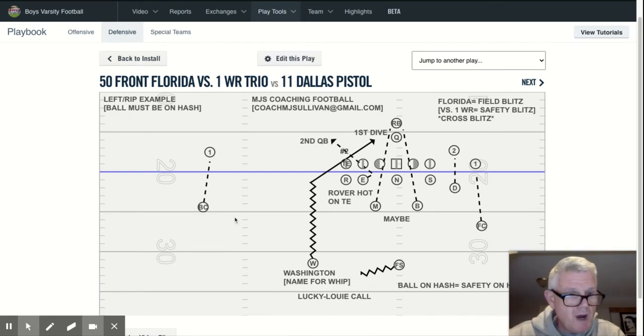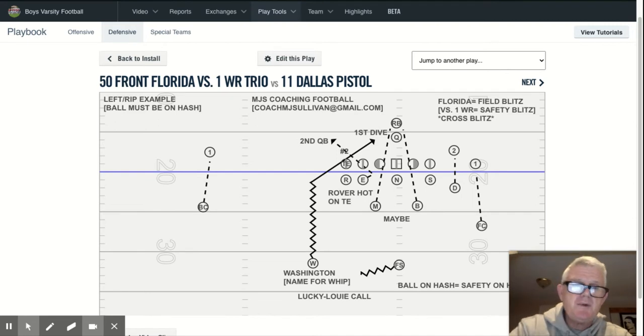So our one wide receiver rule on any of our field pressures is the safety is involved in the blitz. It's automatic. As it says here, versus one wide receiver, it's a safety blitz. Florida is coming from the field, and it's a cross blitz. If you see any of my Zone Read RPO playlists, we have a cross blitz in there, a rover cross or a dime cross. Well, this ends up being a safety cross.